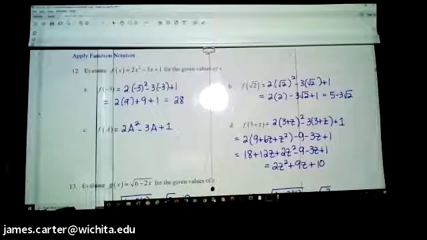Square -3. -3 times -3 is 9. You get 28. So f of -3 equals 28. F of square root of 2. We replace all the x's with square root of 2's. Square root of 2 squared is 2. Here, it's just there. So you get 2, which is 4, minus 3 square root of 2 plus 1. The 4 plus 1 is 5. So 5 minus 3 square root of 2.